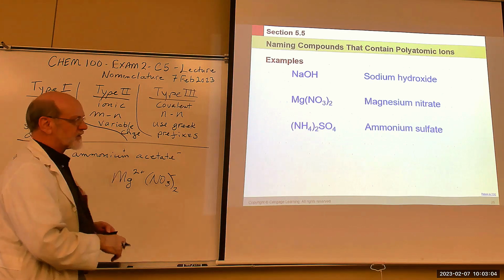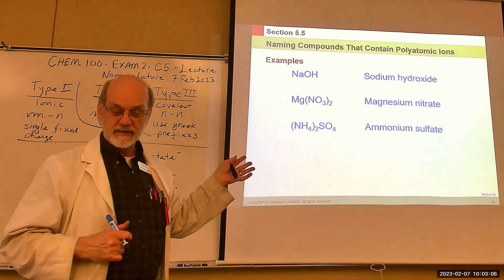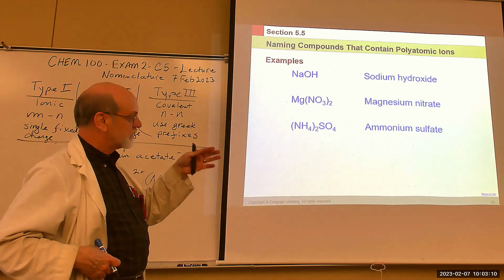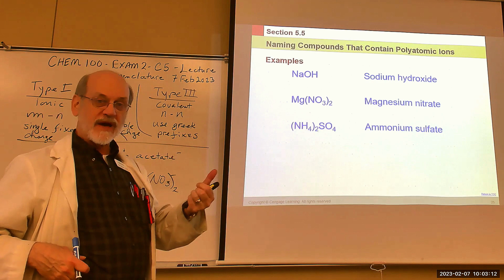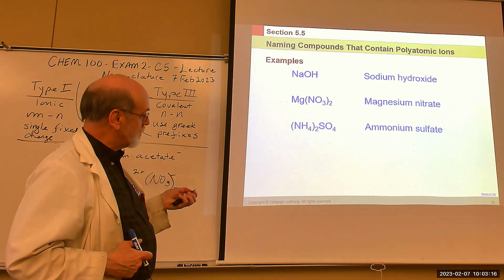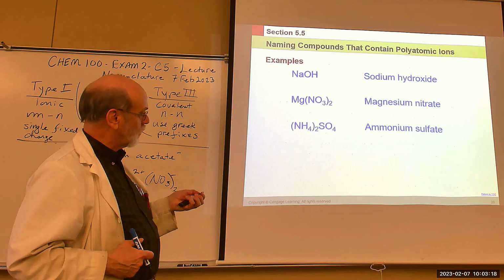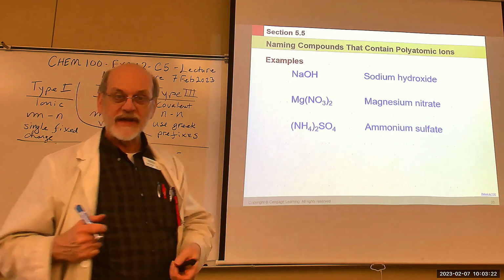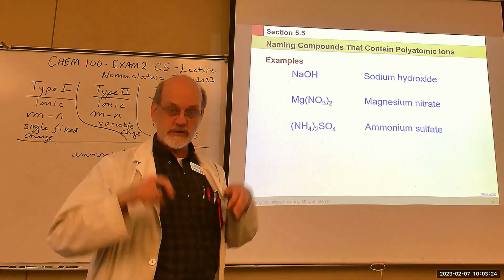Here's one where the polyatomic is the first member, the ammonium. So we say ammonium sulfate. Sulfate is a 2- charge. Ammonium is a 1+ charge. So we have to have 2 ammoniums to balance that 1 sulfate. And we use the type 1 naming convention because the charges are fixed.